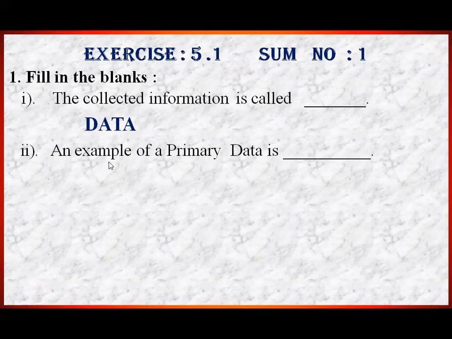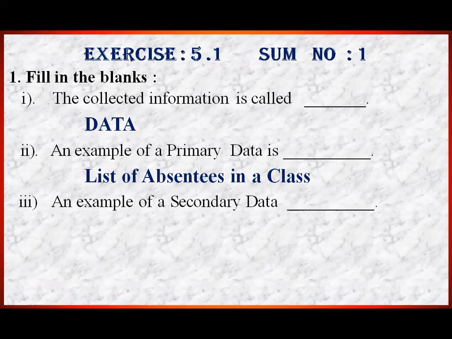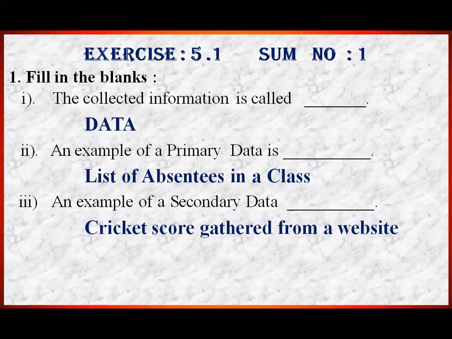Here they are asking you to give an example of primary data. An example is the list of absentees in a class, because the teacher takes the attendance and finds the number of absentees. So it is an example of primary data. An example of secondary data: cricket score gathered from a website. When you want to know the score of yesterday's cricket match, you get the score from a website, which is called secondary data.